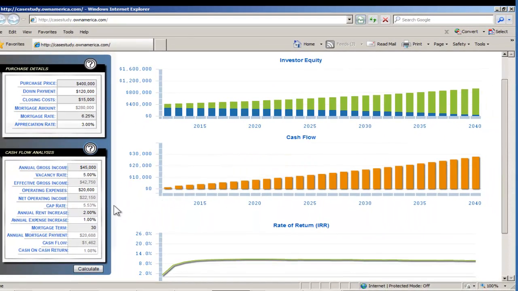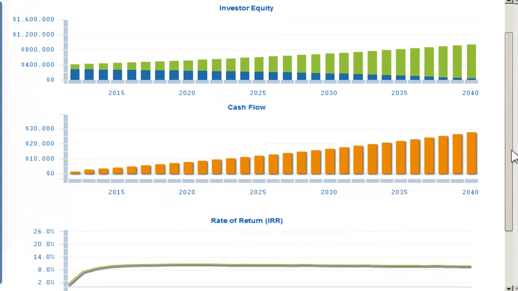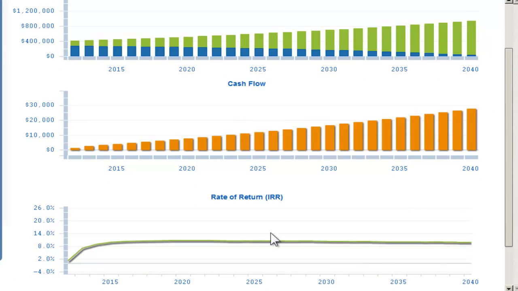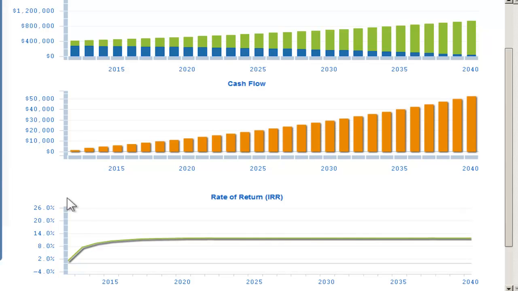What if instead of a 2% annual increase in my leases, I'm able to get 3%? But before I do that, actually, I want to go down and look at my internal rate of return. It was a little bit better than 9. Now it's closer to 11. So based upon 1 percentage point of appreciation, my internal rate of return has jumped by almost 2%. Now, if instead of a 2% annual rental increase, I see a 3% annual rental increase, my cash flow improves, my internal rate of return has now gone to 12%.